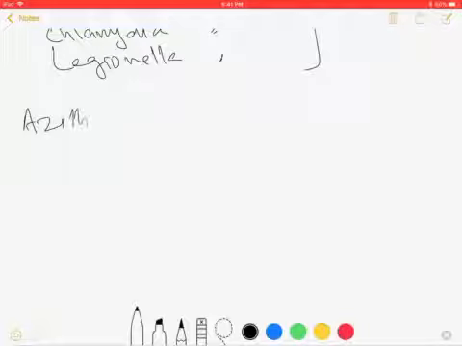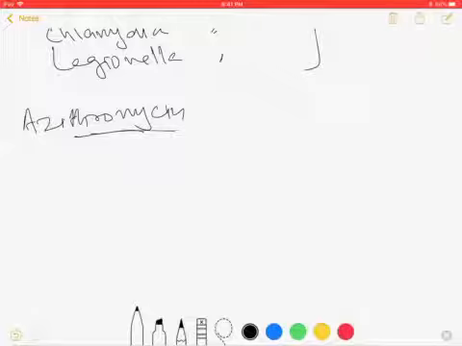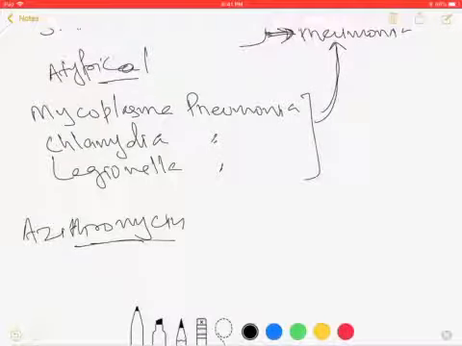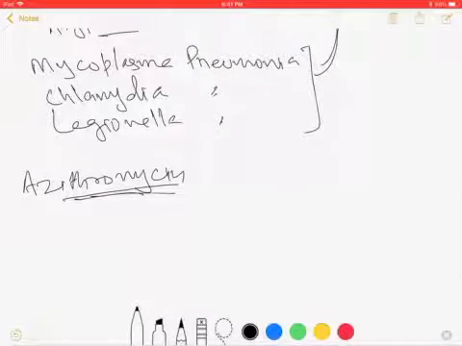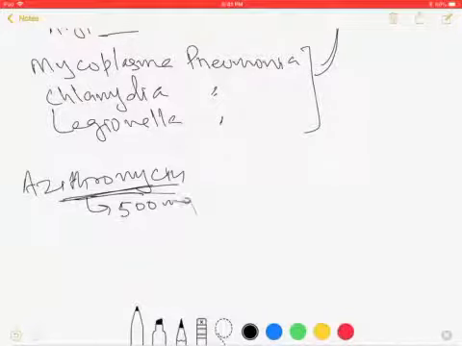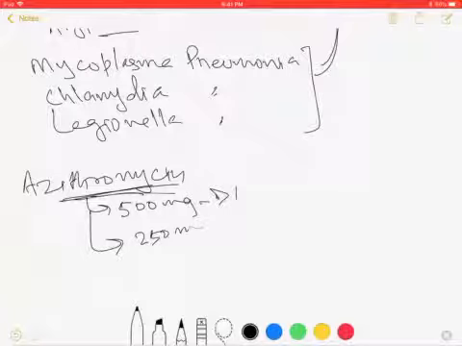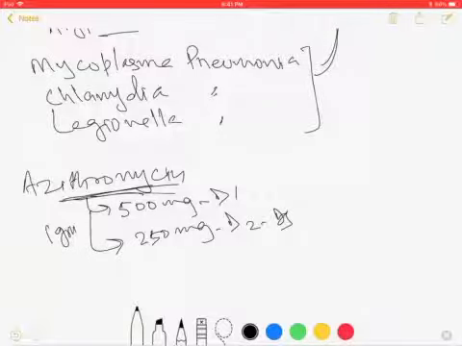The most common use of azithromycin that we use is in pneumonia. If it's an atypical pneumonia, we only use azithromycin. However, if it's a typical pneumonia, then we use azithromycin along with a class of penicillin like Augmentin or a cephalosporin. The typical dosing pattern for azithromycin is 500 milligrams on day 1 and 250 milligrams on day 2 through day 5. So a total of 1 gram over the course of 5 days.